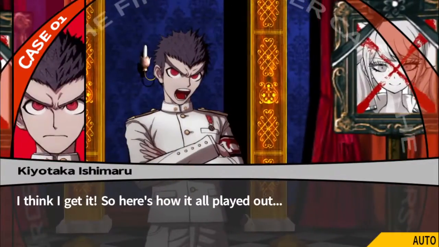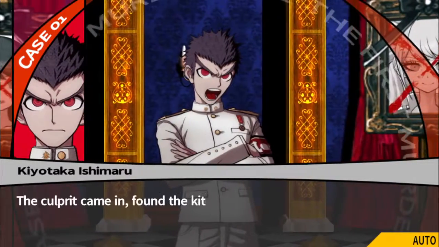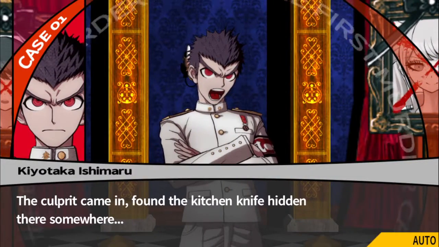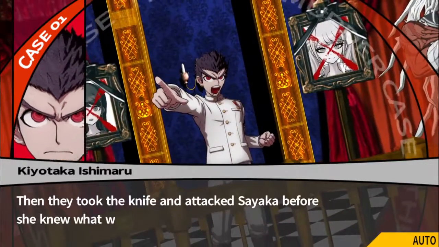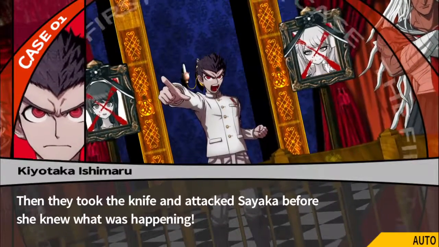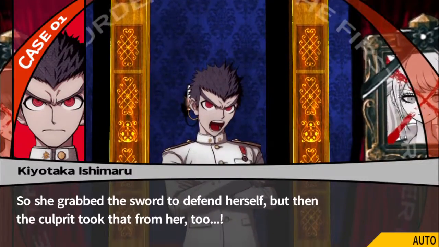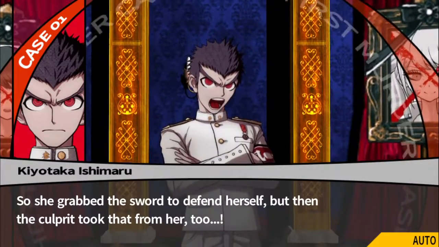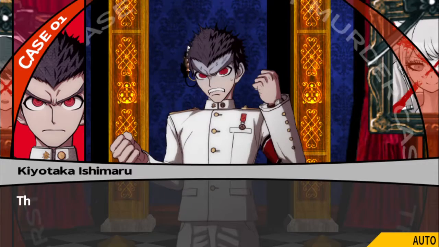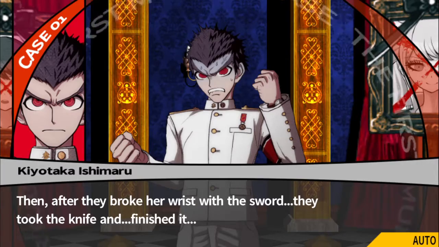I think I get it! So here's how it all played out. The culprit came in, found the kitchen knife hidden there somewhere. Then they took the knife and attacked Sayaka before she knew what was happening. So she grabbed the sword to defend herself, but then the culprit took that from her too. Then, after they broke her wrist with the sword, they took the knife and finished it.